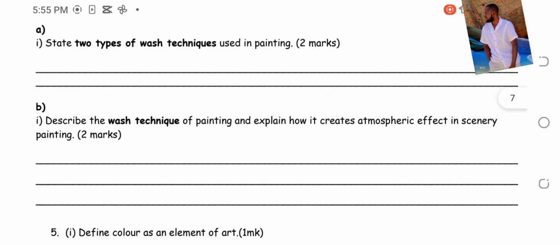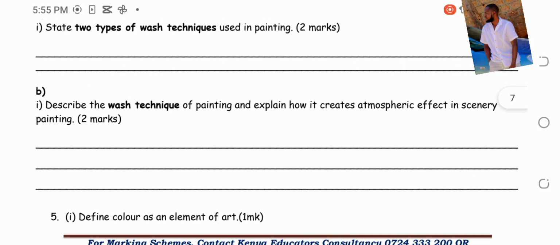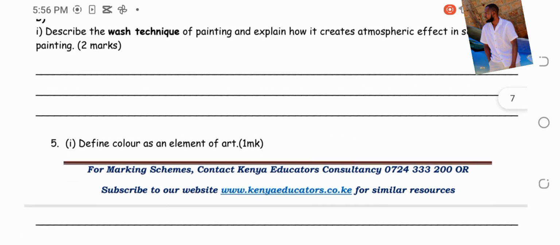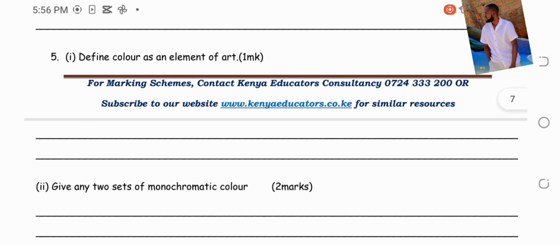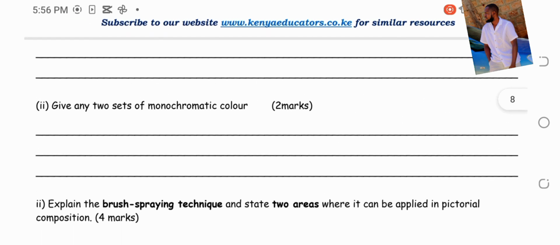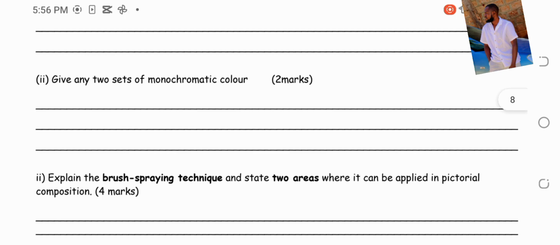So this one we say, wash technique is applying diluted paint evenly and creates atmospheric effect like sky, fog, or distance. Number 5, define the color as an element of art. We say color is produced when light reflects off an object. Then 5.2 says, give any two sets of monochromatic colors.